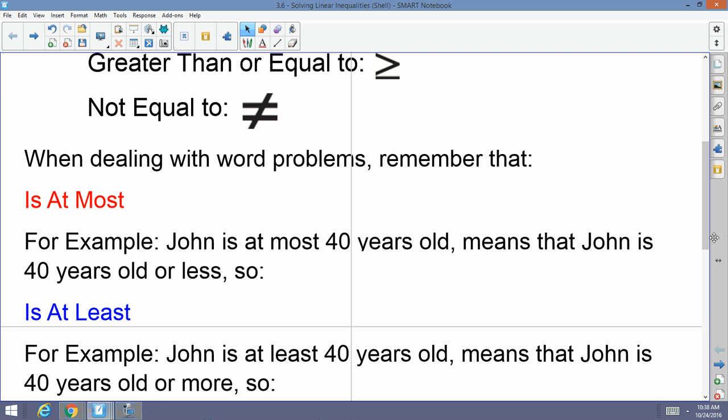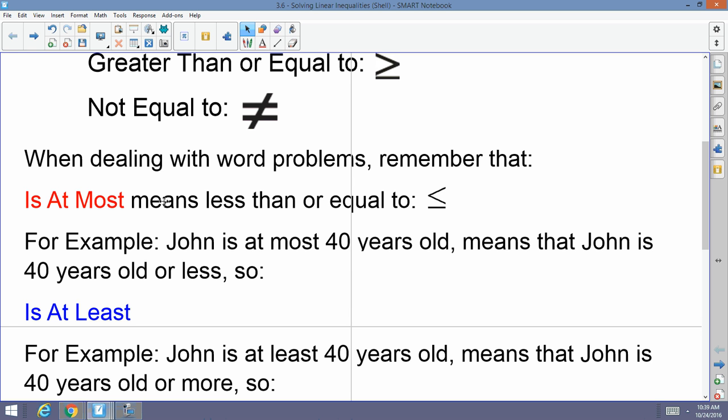When dealing with word problems, remember "is at most." What do you think "is at most" means? It's going to be less than or equal to. Very well done. For example, John is at most 40 years old. Well, that means John is either 40 years old or less. You guys are at most 17. It means you're 17 or less than that age. So "is at most," very important, means less than or equal to.